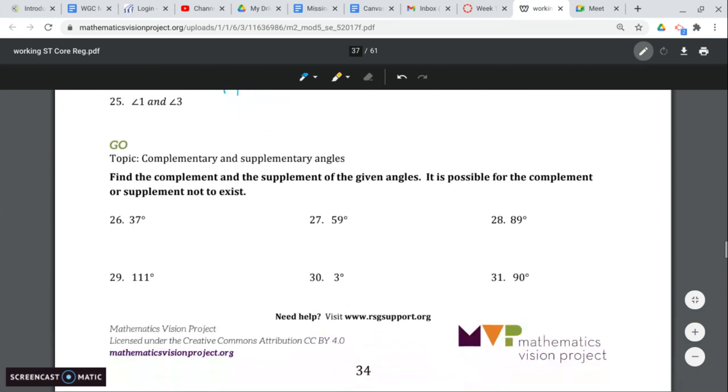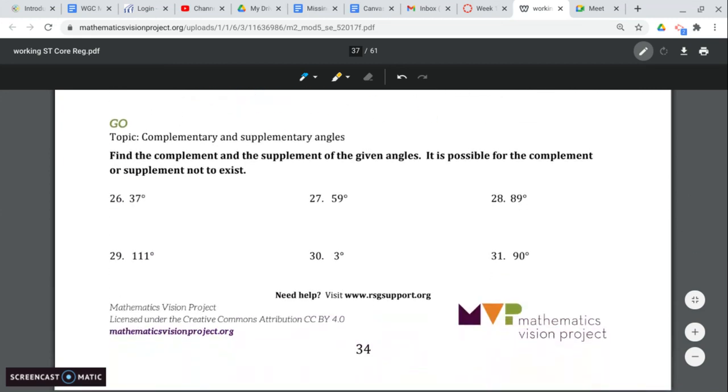All right, and the last section, complementary and supplementary angles. Find the complement and supplement of the given angles. It is possible for the complement or supplement not to exist. So 37, if we take 90 minus 37, we're going to get 53. So its complement is 53 degrees. Its supplement, we'd take 180 minus 37, which is going to give us 143. We're just finding what it takes to complete having the complementary or supplementary angles.